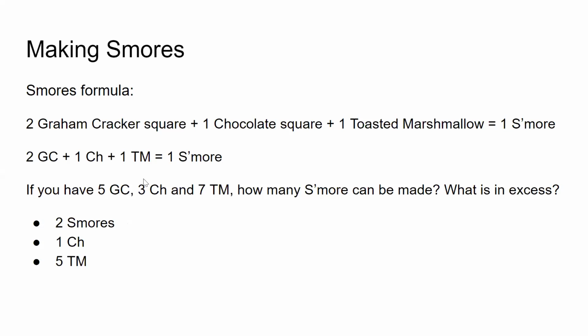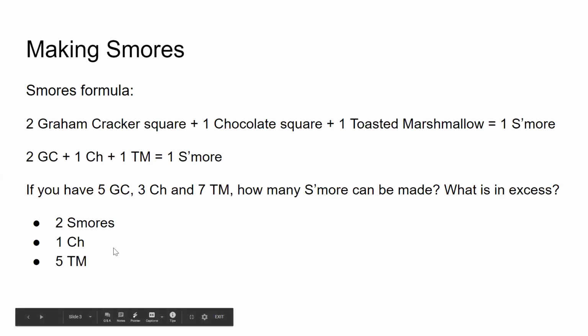Now, if we make 2 s'mores, every time we make a s'more, we're going to use 1 chocolate. So 2 times 1 is 2. 3 minus 2 gives me 1 extra chocolate. And the same here, since we made 2 s'mores, we're going to use 2 toasted marshmallows. So we started with 7, and 7 minus 2 gives me 5 toasted marshmallows in excess. So our excess is one chocolate square, 5 toasted marshmallows, and really we also have 1 excess graham cracker.